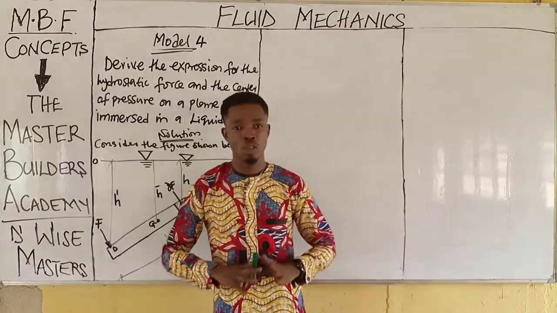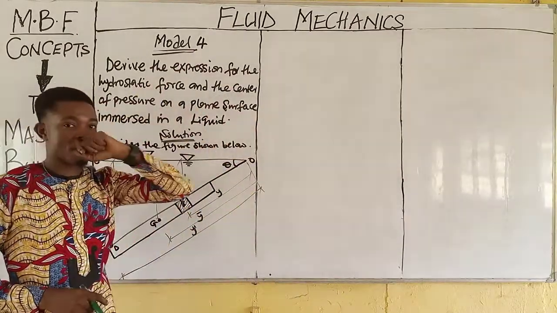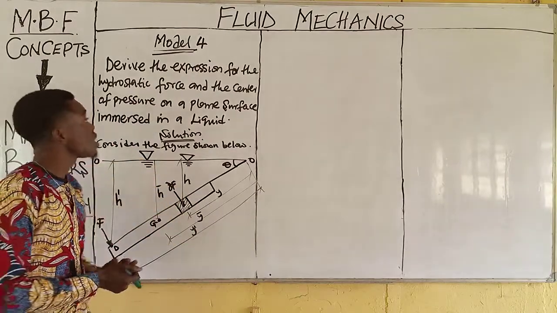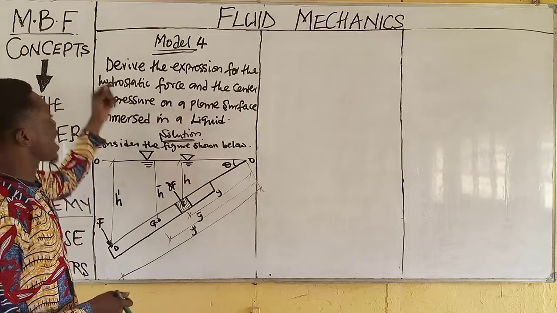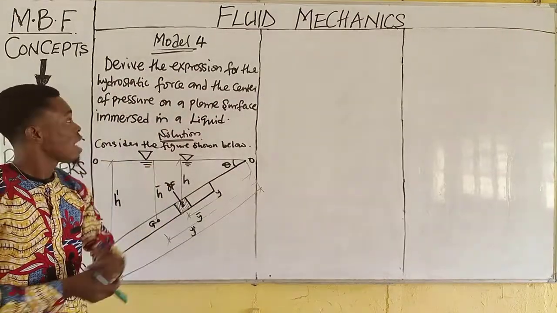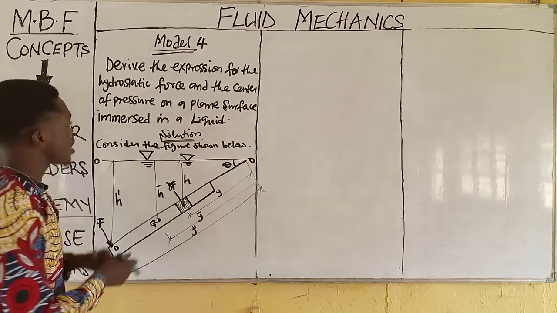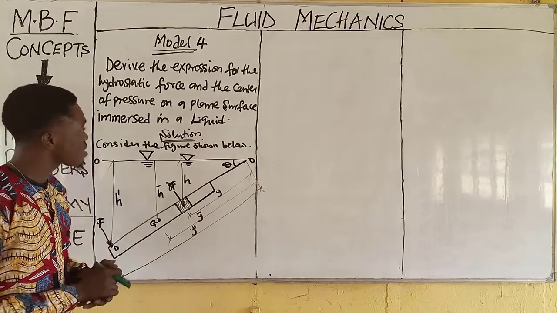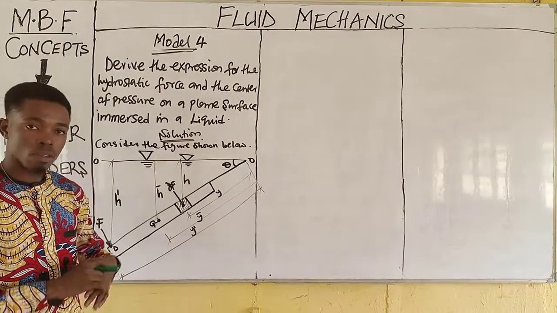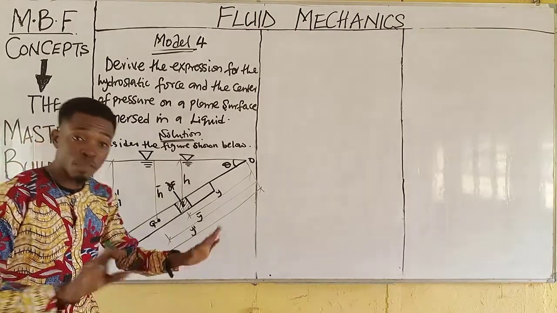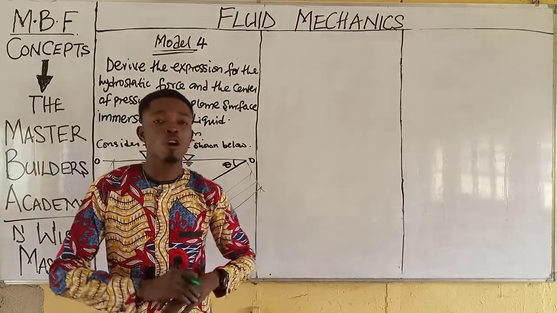Don't forget, this is a continuation lesson. On the board, we have model 4 in our series of teaching. Now we are asked to derive the expression for the hydrostatic force and the center of pressure on a surface immersed in a liquid. This is very simple. This is fluid mechanics dealing with the properties of fluid.